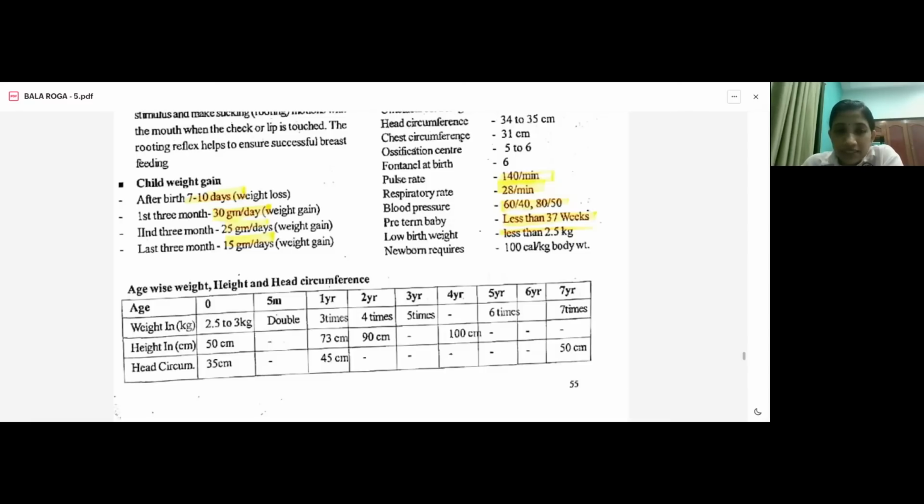Okay. In the second month, it is 25 gram per day. And in the last 3 months, it is 15 gram per day. Okay. This is the order of weight gain of the baby. Just remember, he loses weight in 7 to 10 days. Thereafter, in the first month, he acquires 30 gram per day. Okay.